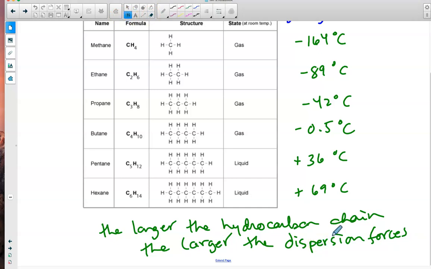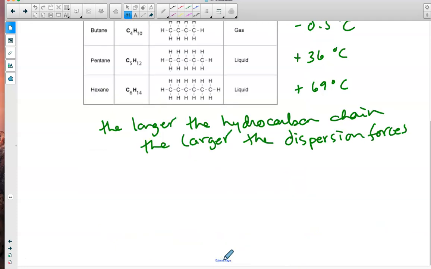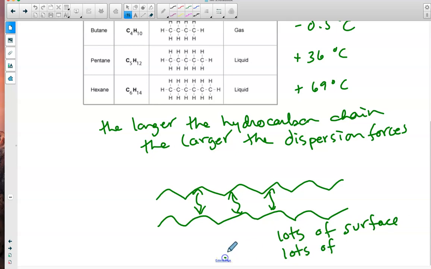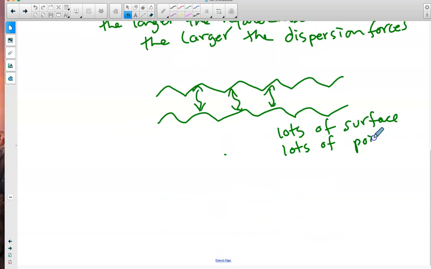Okay, so again, the longer our chain gets, the stronger the dispersion forces. And this is just because of how much surface area there is. For a chain that's quite a bit longer than 6, when you think about two of those molecules interacting with each other, there's a lot of points of contact between them. So there's lots of surface area, lots of places that they interact. And so there are just stronger dispersion forces.